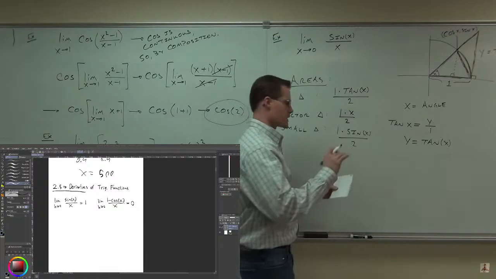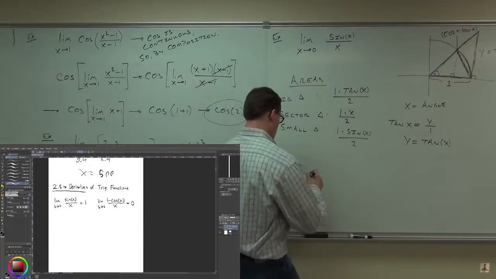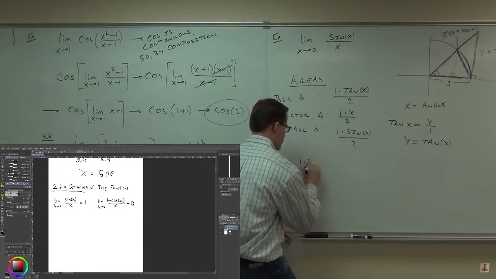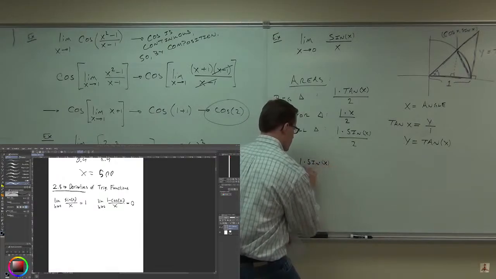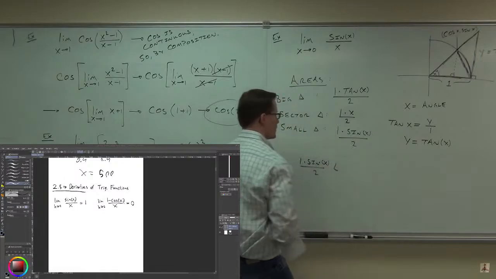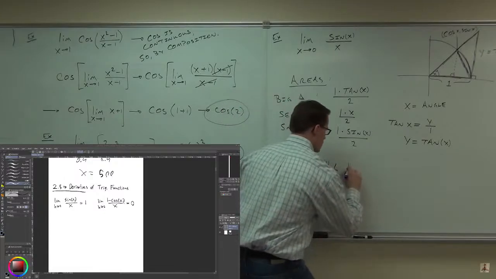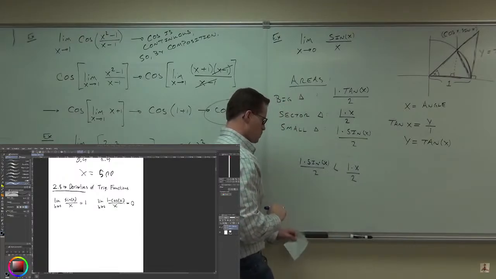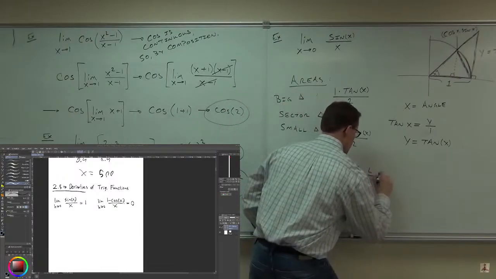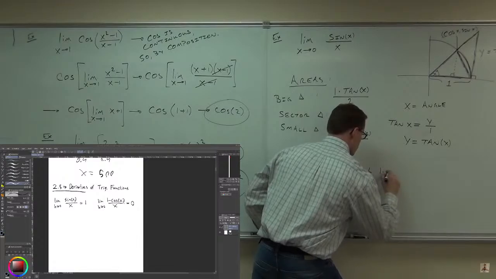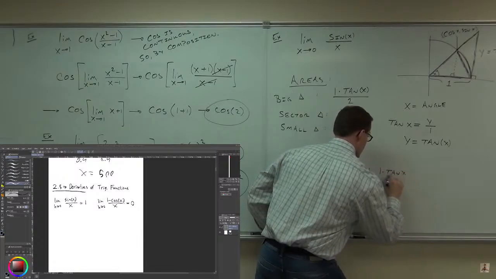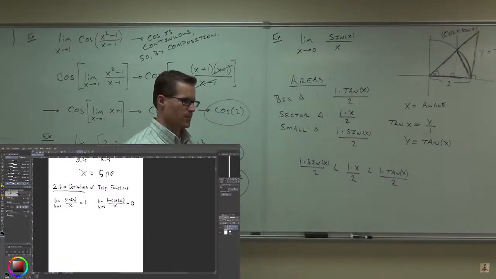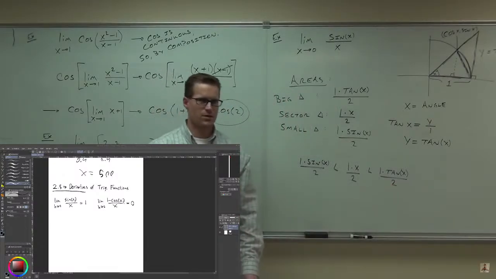True. So what we're saying here is that the area of the small triangle is less than the area of the sector, which is less than the area of the big triangle. Agreed or not?